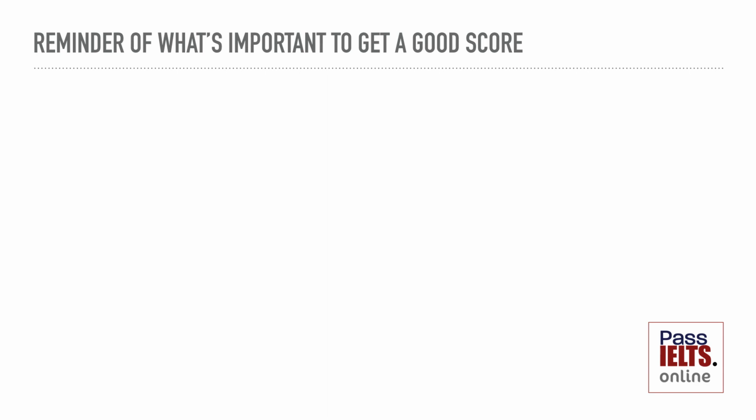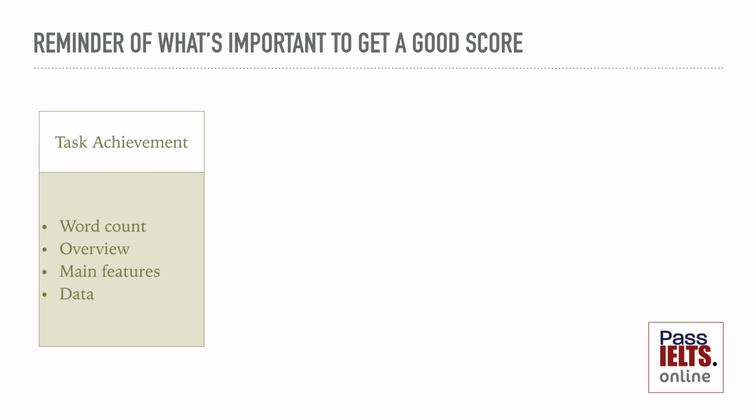Let's remind ourselves of what's really important to include in your map description in order to get a good score. In task achievement, first of all, you need to write at least 150 words. Although you won't be penalised for writing less, it is a good idea to write that many so that your answers include the information necessary and to show the examiner you can write a substantial piece of writing in the set time. You won't be penalised for writing too many words.